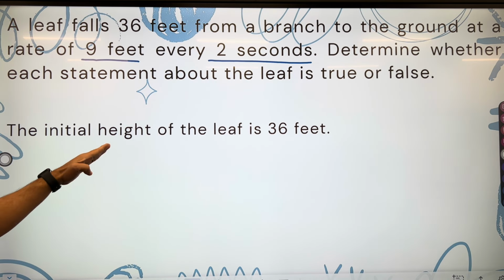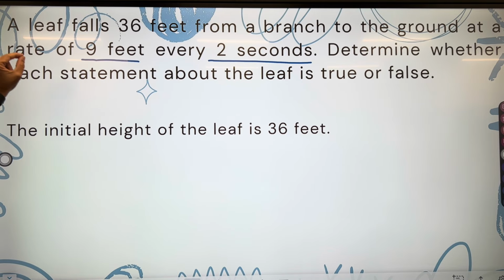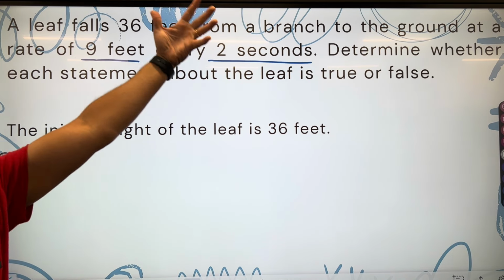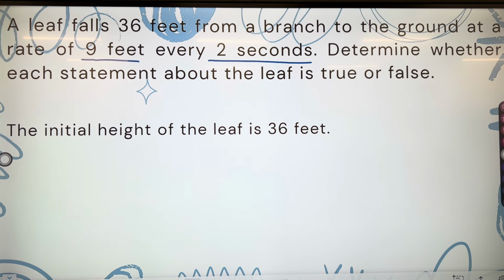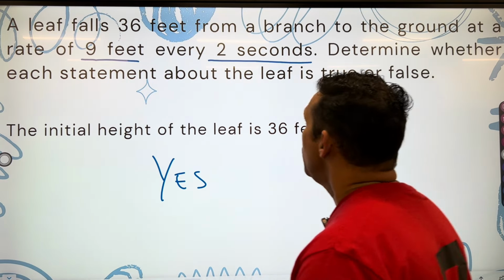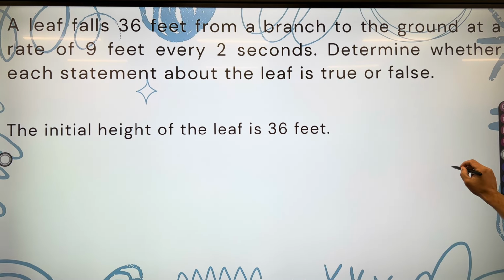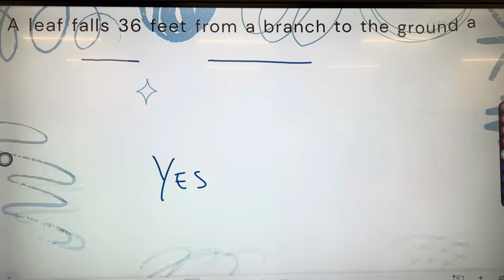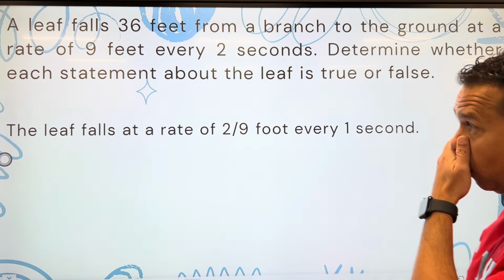So the initial height is 36. Yes, we know this. That is the only data we have. It's coming from 36 feet. So that's true. Then the second piece of information that we have is the second question actually.